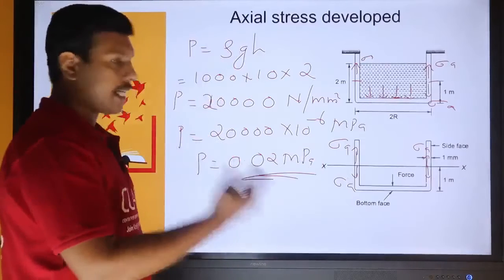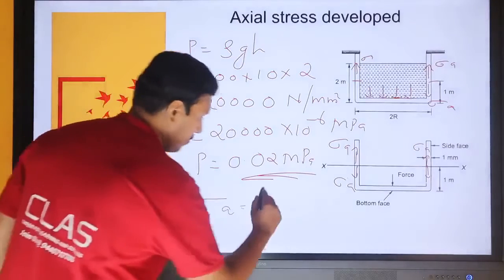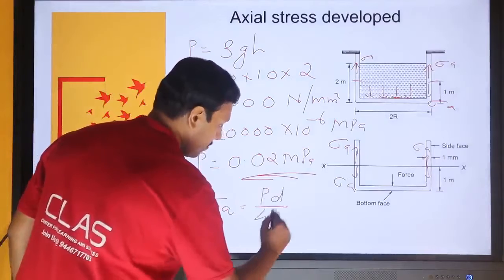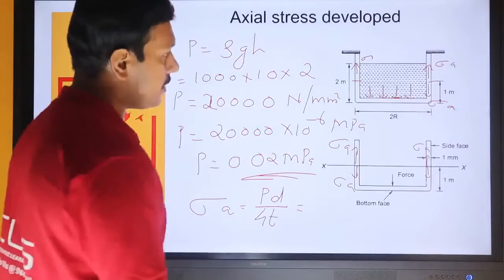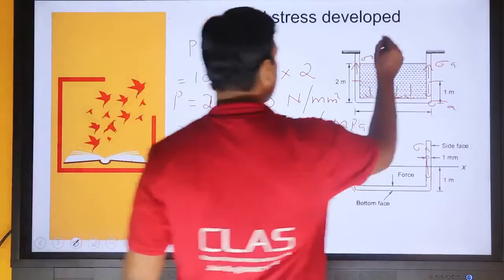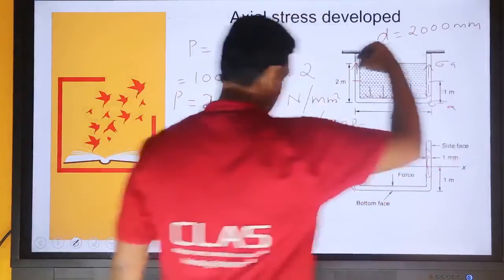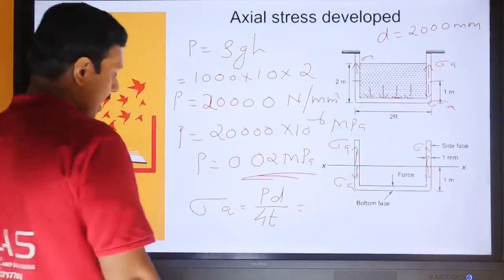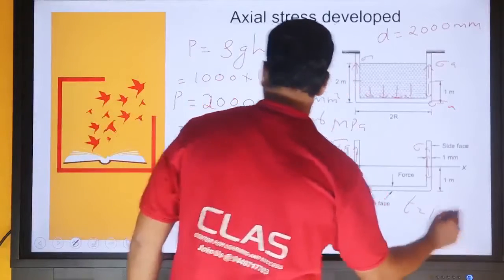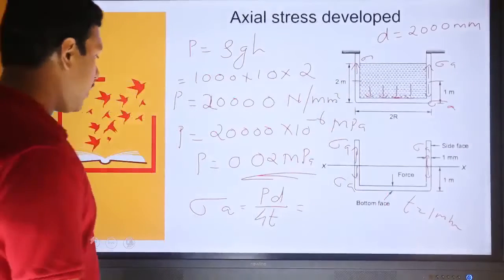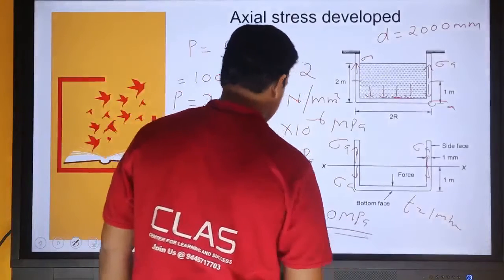Now we need to find out axial stress. The equation to find out axial stress is PD by 4T. P is given, and diameter is also given. Radius is 1 meter. Therefore, diameter is equal to 2 meter, which is equal to 2000 mm, and thickness is equal to 1 mm. So solving this equation, we get axial stress is equal to 10 megapascal.